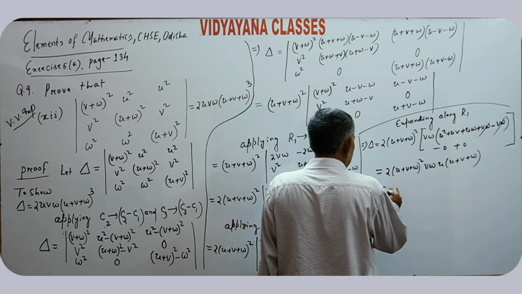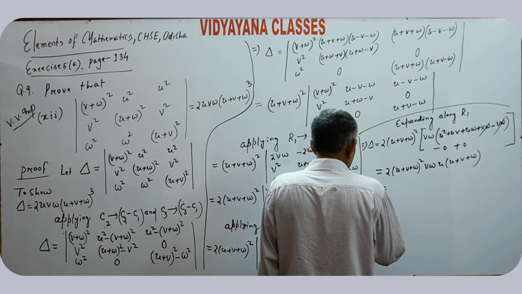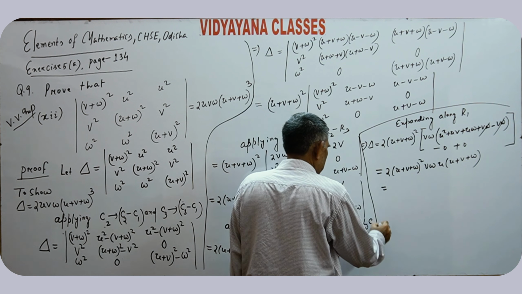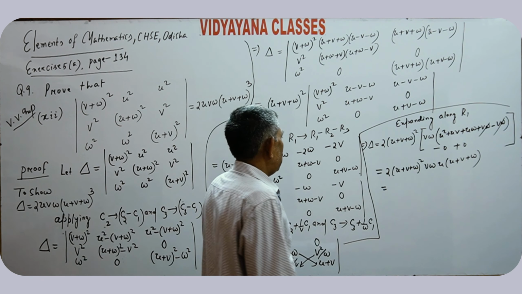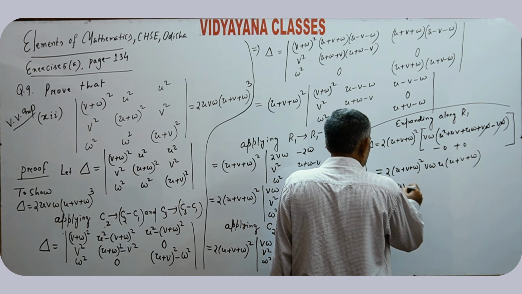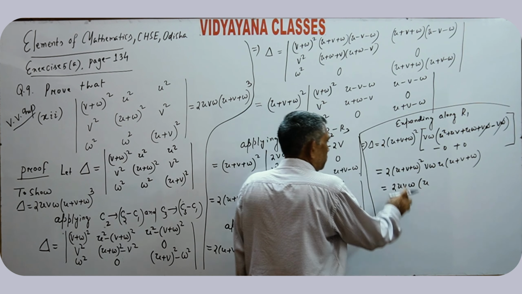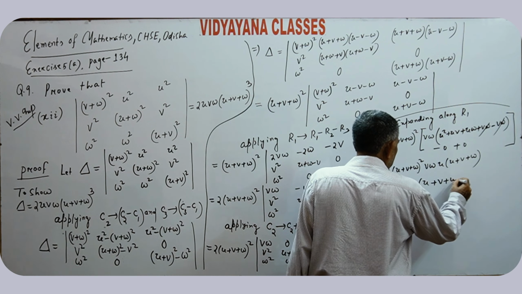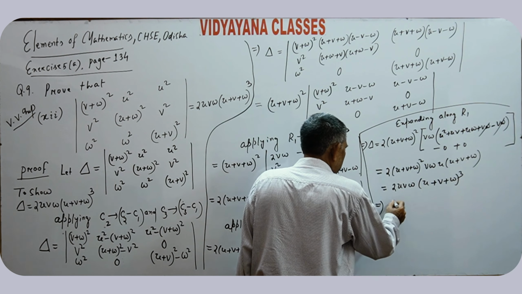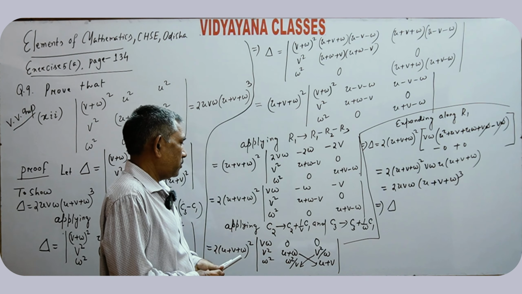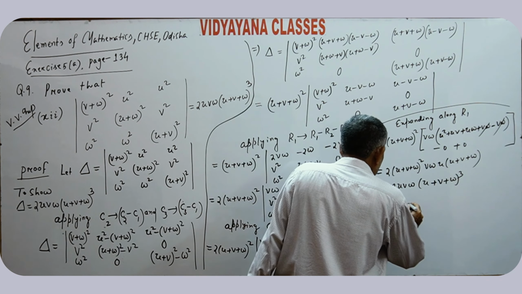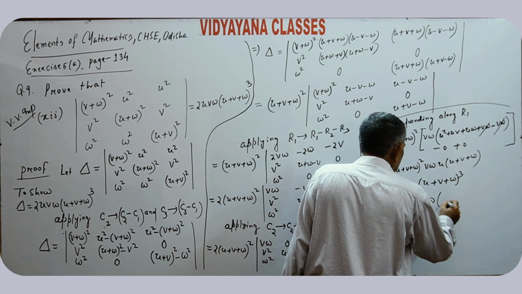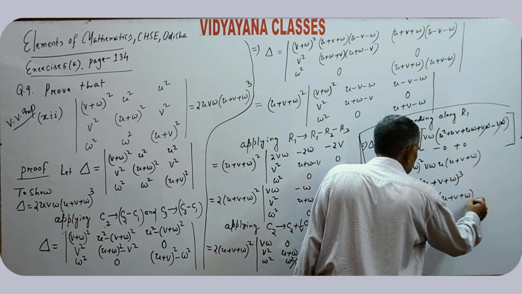which is same as 2UVW. U plus V plus W square into U plus V plus W, that is U plus V plus W whole cube. Implies del is equal to 2 into UVW into U plus V plus W whole cube.